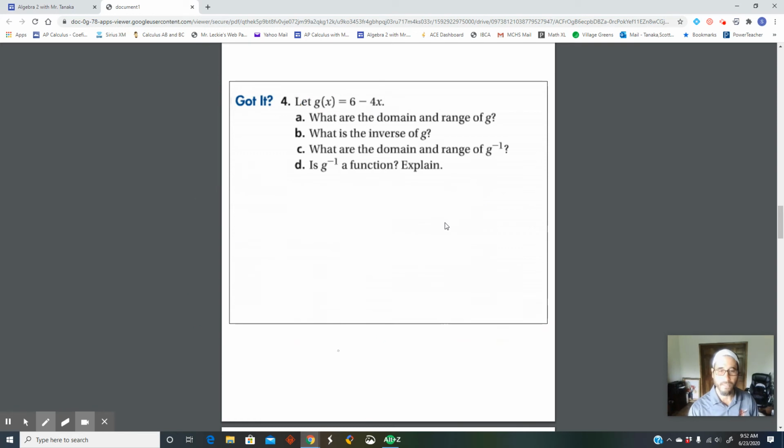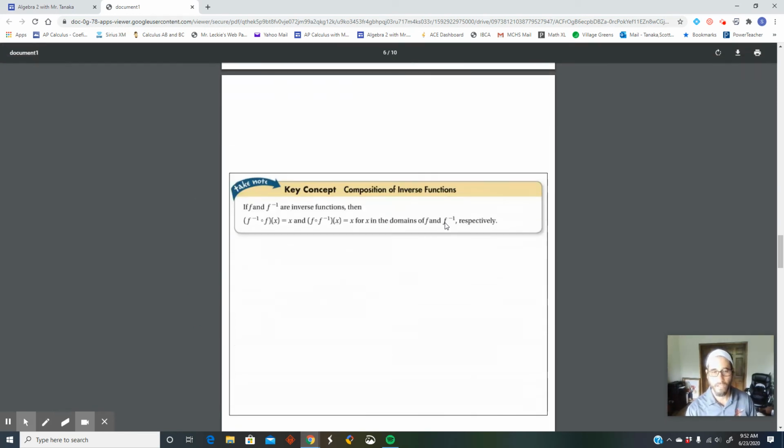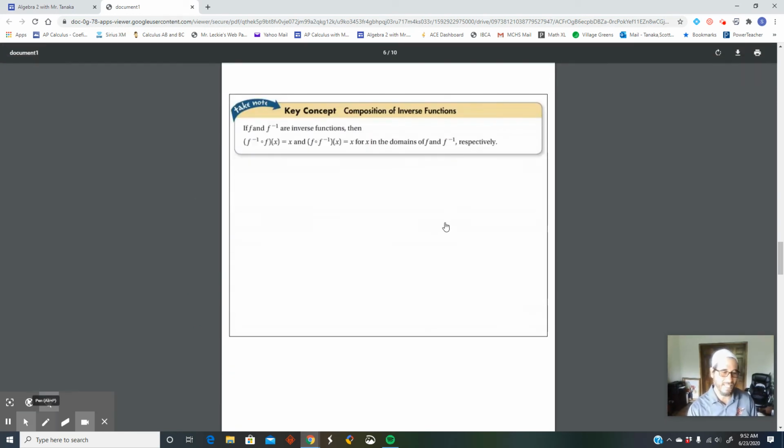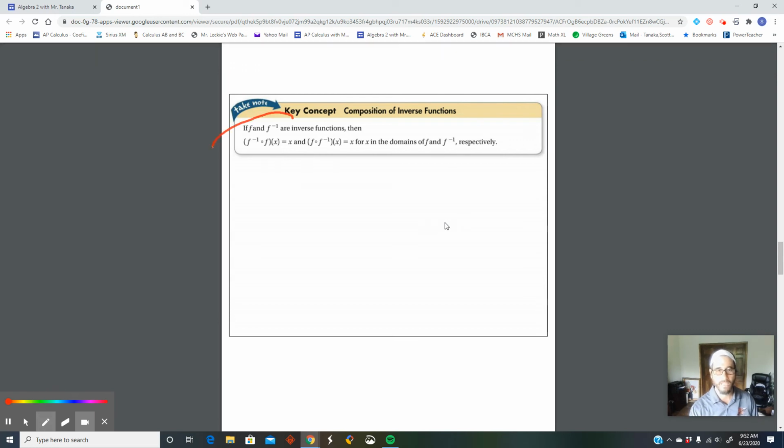All right, let's keep going here. We're almost done, believe it or not. Here is a key concept. If you remember this little composition, dude, okay, 2 things, and I'm going to rewrite it here because this is very important.